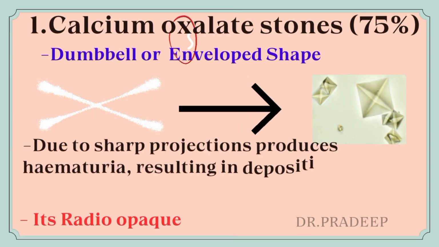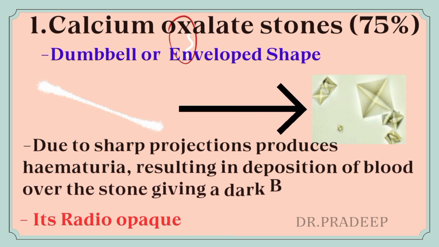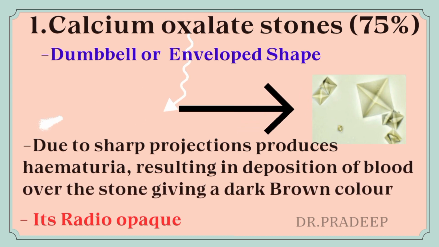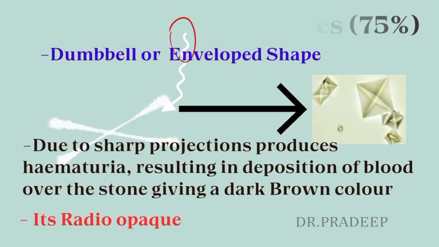They are envelope shaped, as you receive and send the mail all the time. Due to sharp projections, they produce hematuria, resulting in deposition of blood over the stone giving a dark brown color. It's radio-opaque.